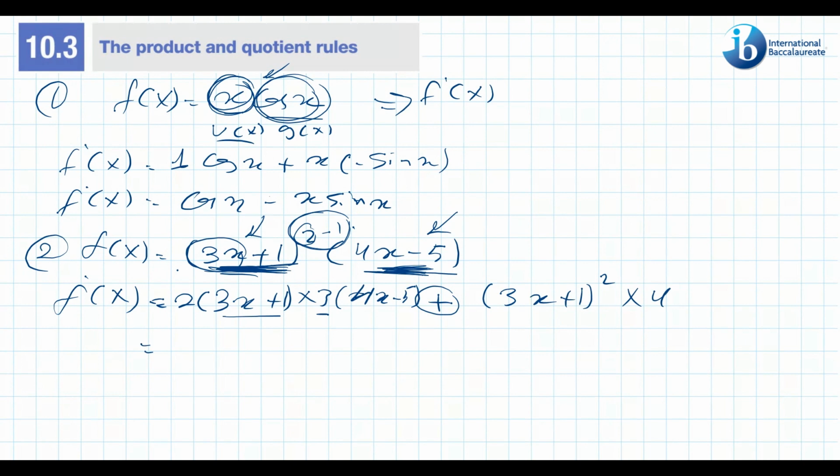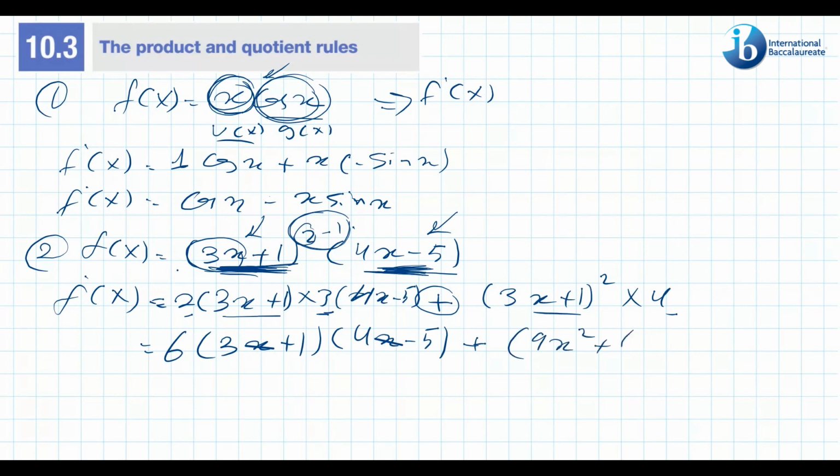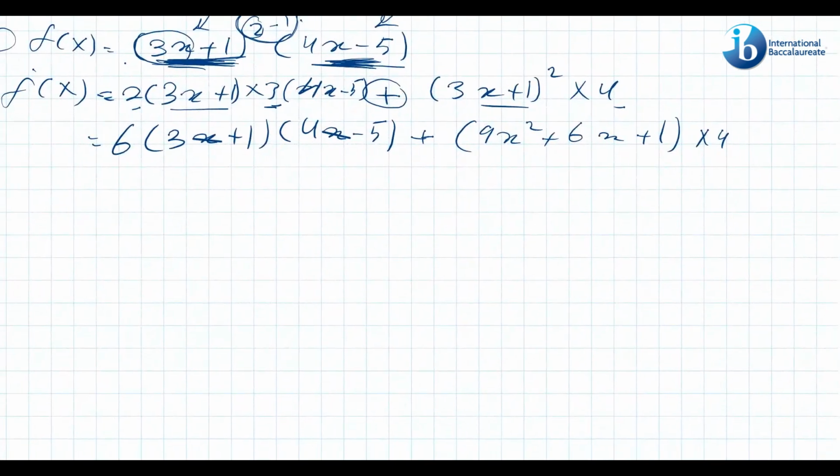Then this part becomes 2 by 3 becomes 6, right? 6 by 3x plus 1 times 4x minus 5 plus 4 times this part. Then 3x plus 1 squared becomes what? Becomes 9x squared plus 6x plus 1 times 4. After that, we're gonna be in this situation.